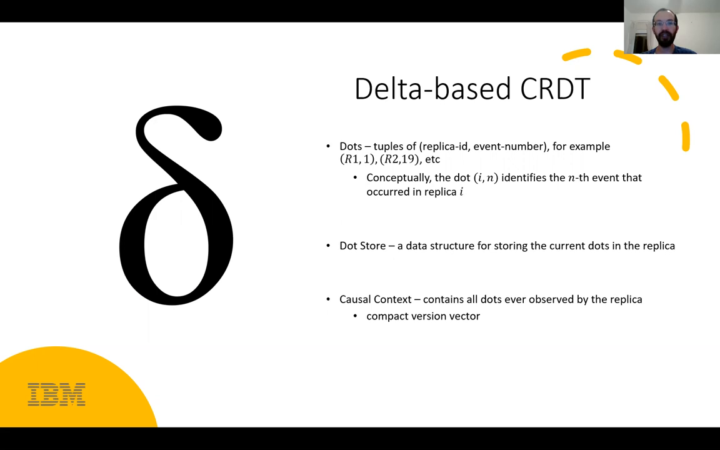So in the delta CRDT approach, we have something called dots. A dot is basically a tuple of replica ID and event number. Conceptually, the dot (i, n) identifies the nth event that occurred in the replica i. Then we have something called a dot store, which is a data structure for storing all current dots available in the replica. And then finally, we have a causal context, which contains all dots ever observed by the replica, and it does so in a compact manner.